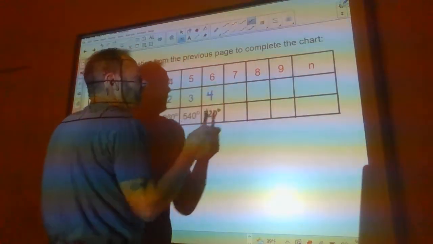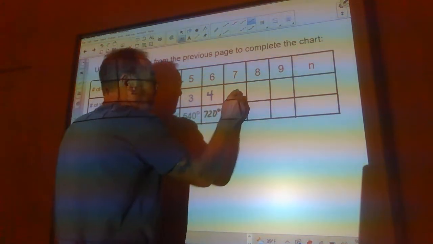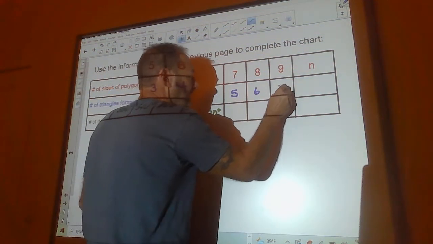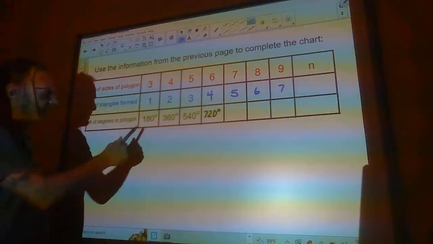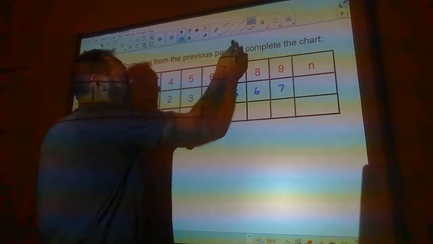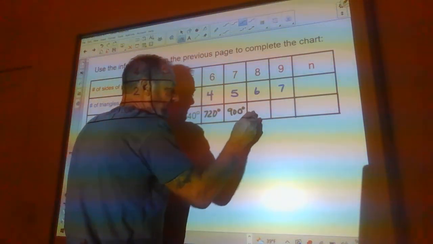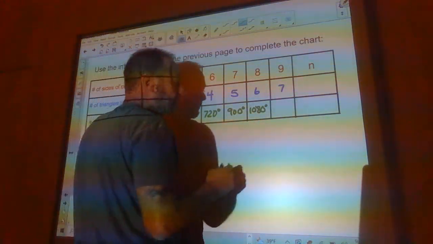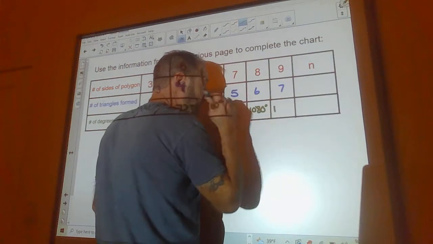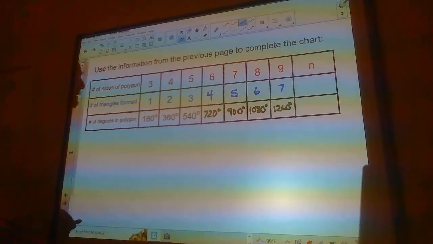You can tell here that this started out 1, 2, 3, 4, and it's going up by 1 each time. So this would be 5, 6, 7. And each time here, this is going up 180 degrees. So if I add 180 to this, it's going to be 900. This is going to be 1,080. This is going to be 1,260. But what about this last one here for n?